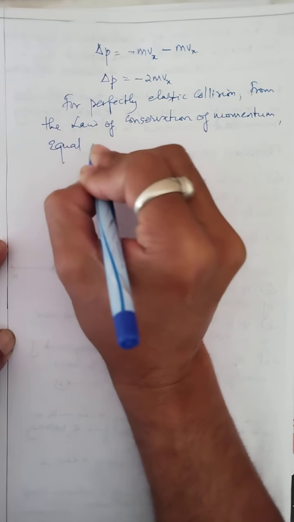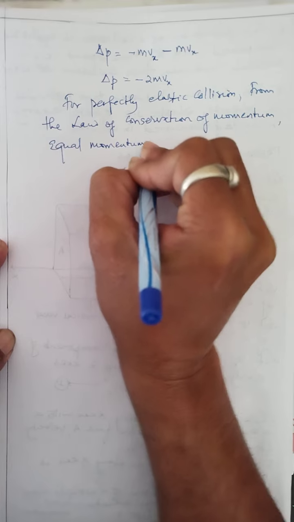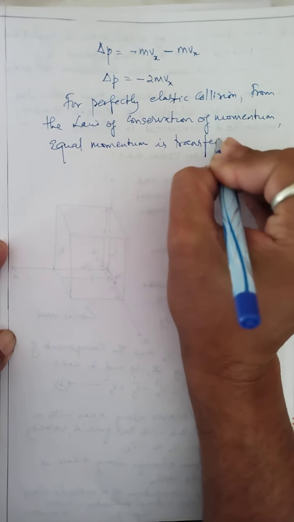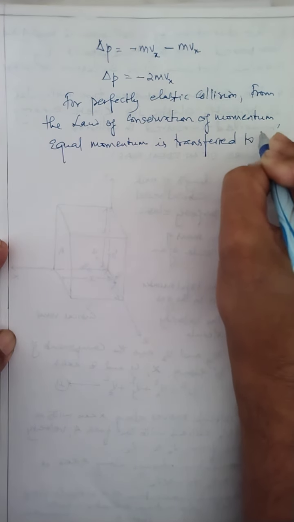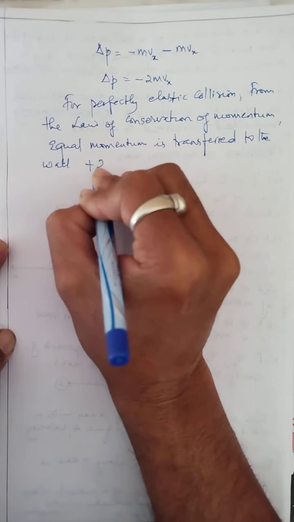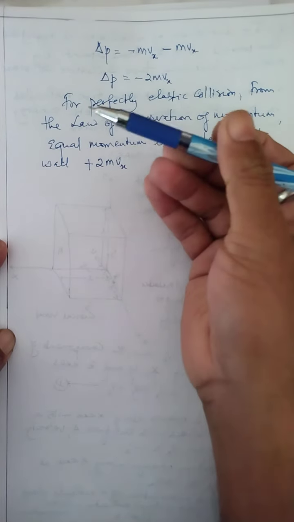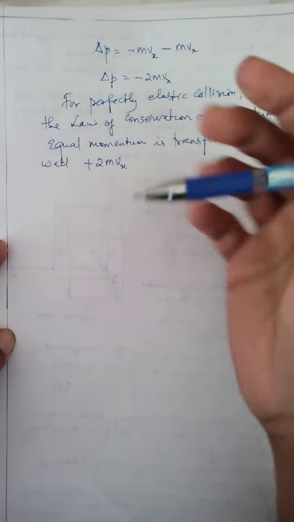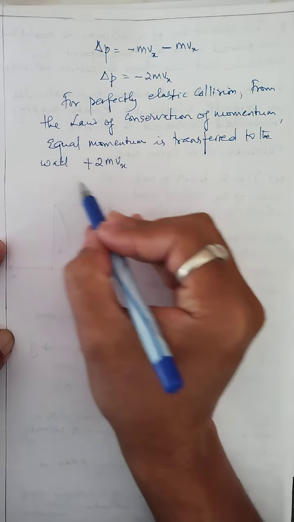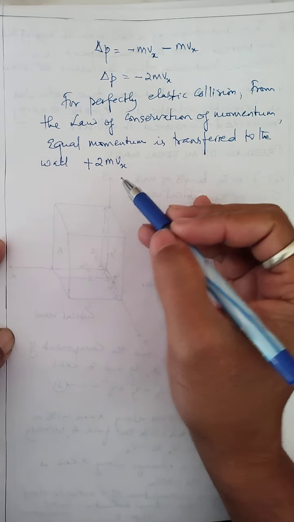Equal momentum is transported to the wall, and that momentum is given by plus 2mbx. Now why plus 2mbx? Because this is the change in momentum in the negative axis, meaning that the molecule transfers equal momentum in the opposite direction to the wall, and that is plus 2mbx. So this is the momentum which is transferred to the wall.